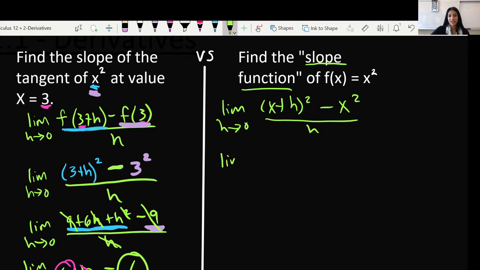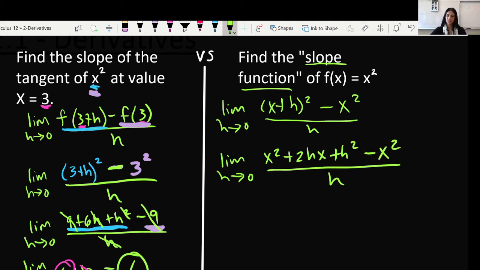In order to do that, I would still work my way through the same type of algebra to get there. I would take this x plus h and distribute it. I'd do x plus h times x plus h, and I would get x squared plus 2hx plus h squared, and then at the end I'd have minus x squared all over h. Notice I'm doing the same things as on the left-hand side. I just didn't fill in that x equals 3 value. I just left it as x. The reason is because here it asked for the slope function, so I'm looking for a general equation for this.